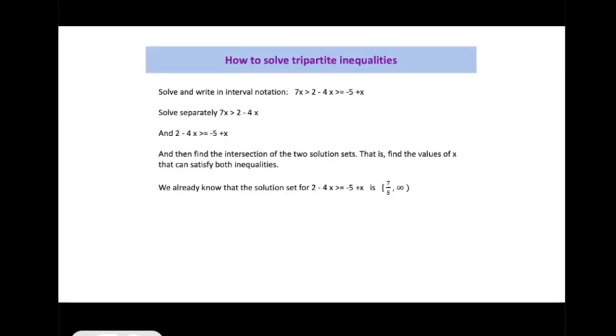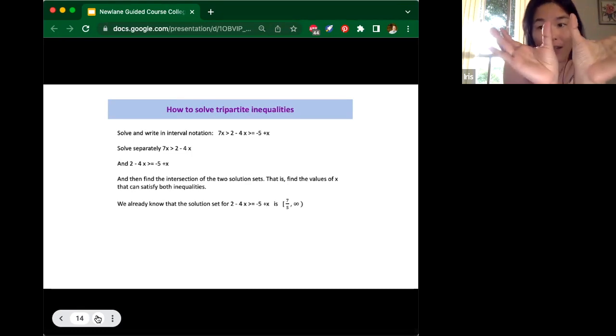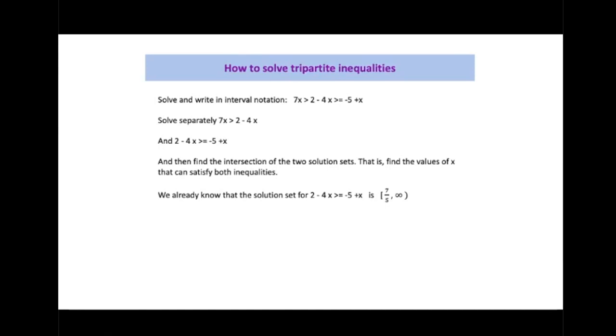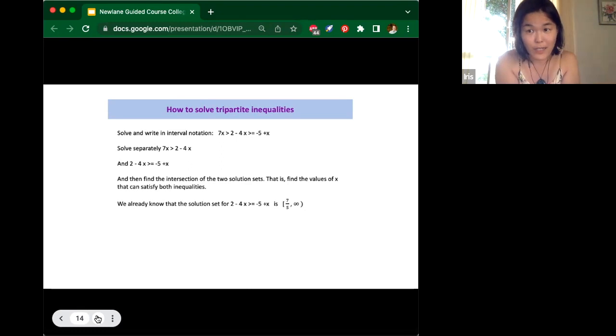The interval notation is just how we write the answer to what we solved. The tripartite inequalities are like 2 problems in one. I have one inequality here and I have another inequality here, so I need to solve this one and this one. I repeat the middle part, break them into 2 parts, solve them separately, and then try to find the numbers that fit both solutions.